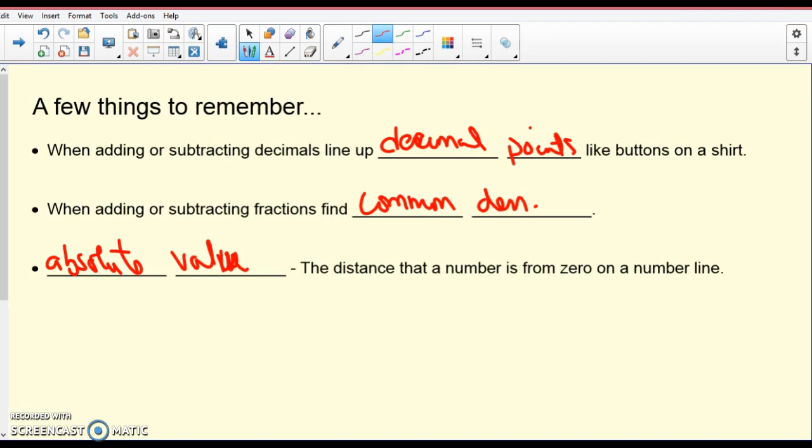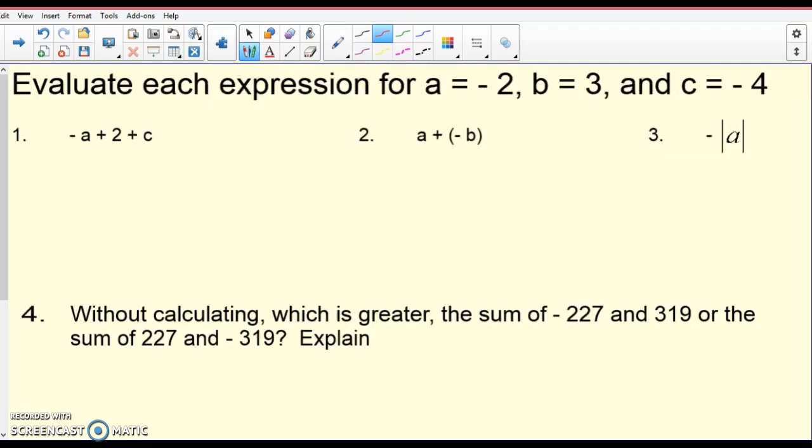Now, why am I pointing that out? Because the lesson is not just adding and subtracting integers. We're going to do decimals and fractions, and we're going to do a couple examples after we do this. So, evaluate each expression. A is negative 2, B is 3, and C is negative 4. So I am going to substitute. But when they have negatives in front of variables, sometimes it screws kids up. This is negative A. But what is A? Negative 2. So minus negative 2. Plus 2 plus C is negative 4.